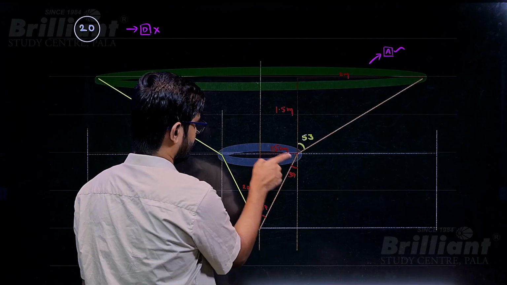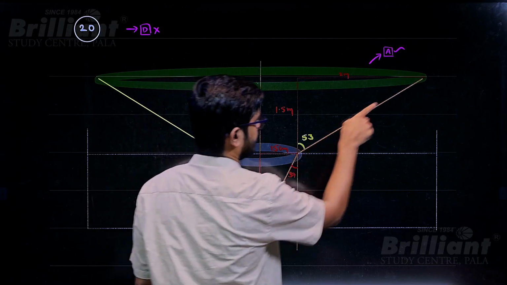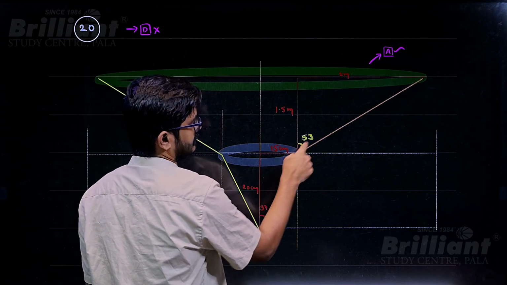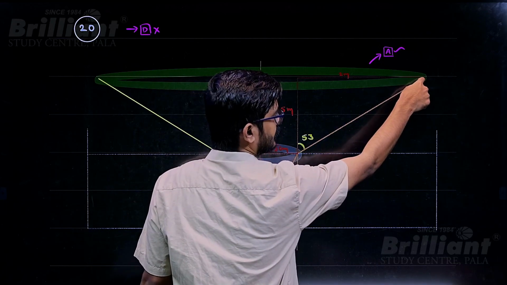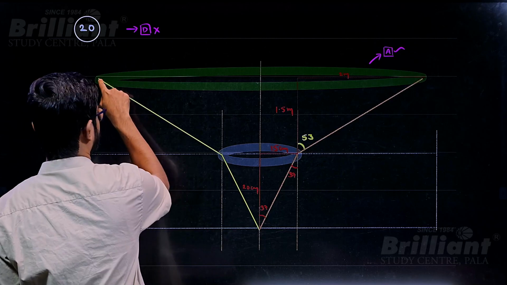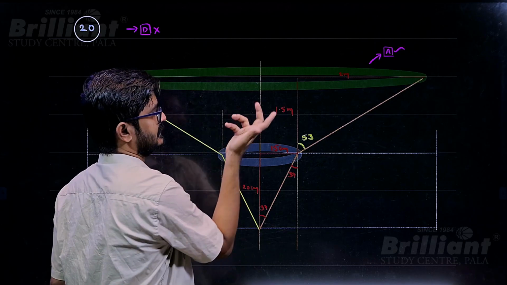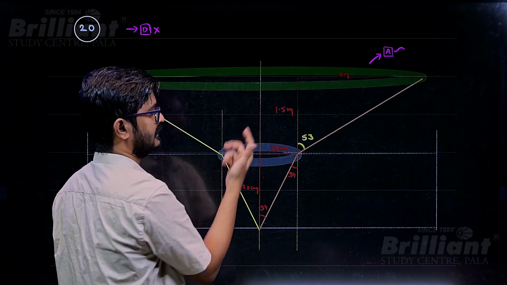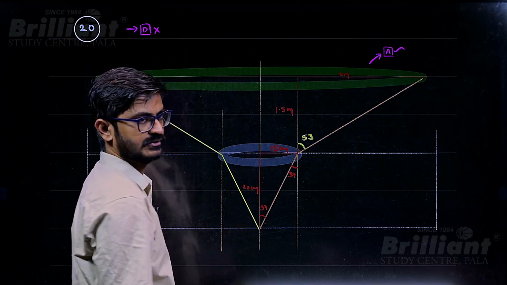So if the ring was not there, this ray would have gone here, but you are blocking this ray, so here there will be shadow formed. You are blocking this ray also, there will be shadow formed. So it's 3 dimensional, right? So you will be getting a ring, but a bigger shadow, right?